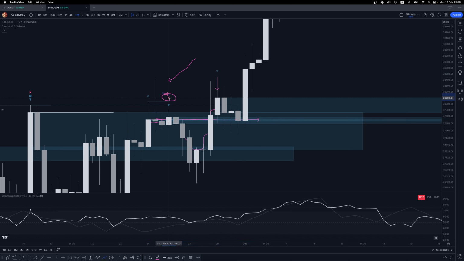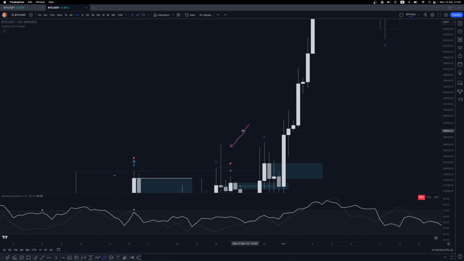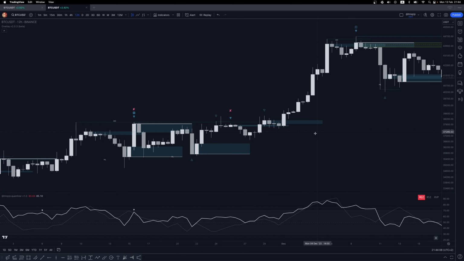It invalidates this one right here, because we now have two candles that are trading above this level. So it gets invalidated. What does price action do? It literally retests that level and then launches, right? So I hope you understand what this is doing.